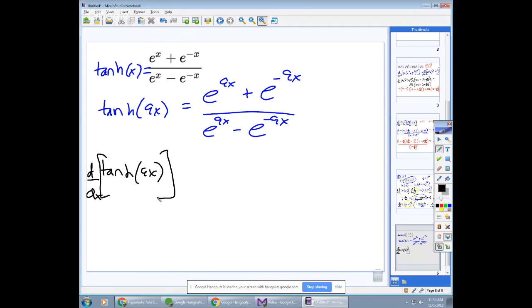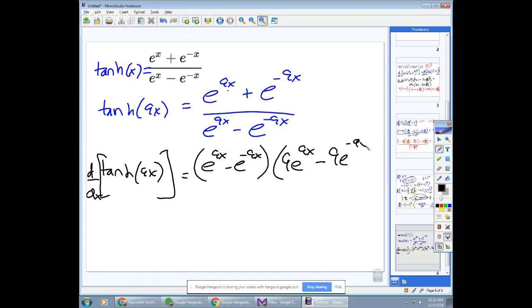And so we want at the bottom e to the 9x minus e to the negative 9x times the derivative of the top. So what's the derivative of e to the 9x? The chain rule says if that's anything but an x up there, you're going to multiply by its derivative. So that's going to give me a 9e to the 9x. And then what's the derivative of e to the negative 9x? Negative 9 times e to the negative 9x. So that's going to be a minus 9e to the negative 9x.